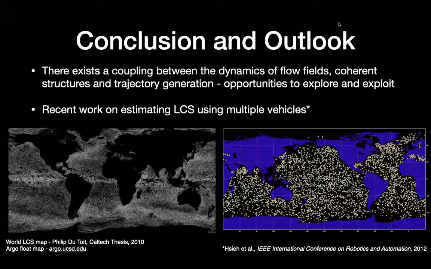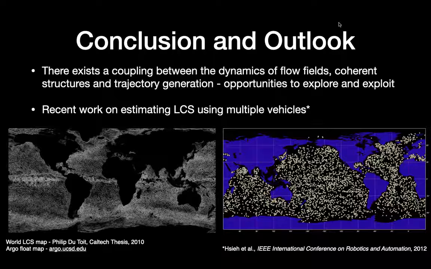On this final slide, on the left, I have a picture of the world map of Lagrangian coherent structures in the ocean. And on the right, I have a picture of all the Argo floats, mobile robots that have been deployed in the ocean at the current moment. There's about 4,000 of them.